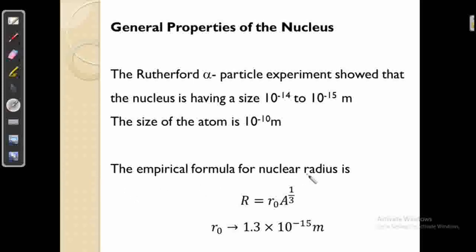And the empirical formula that we can use for finding the nuclear radius is R equal to R0 times A raised to 1 by 3, where A is the mass number and R0 is given by R0 equal to 1.3 into 10 raised to minus 15 meter, or 1.3 femtometer, where R is the radius of the given atom. So R0 is a constant, usually taken as the radius of the first orbit.